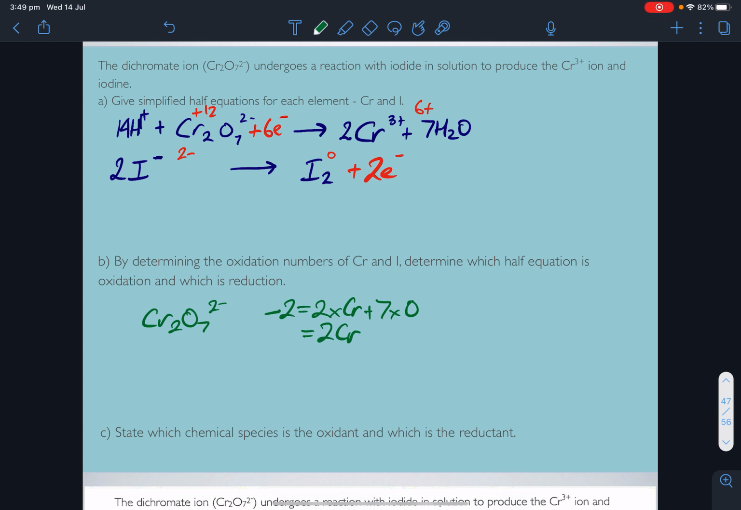So 2 chromiums plus 7 times negative 2, 2 chromiums minus 14. So 2 chromiums is going to equal 12. Chromium is starting off at positive 6. So I'm going to write it here, positive 6. And it's going down to 3 plus. So it's being reduced.